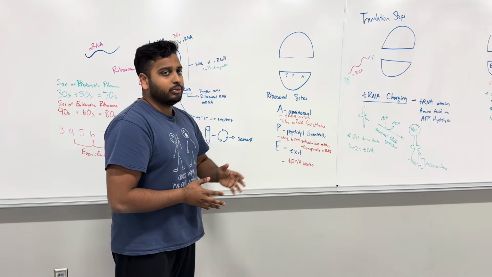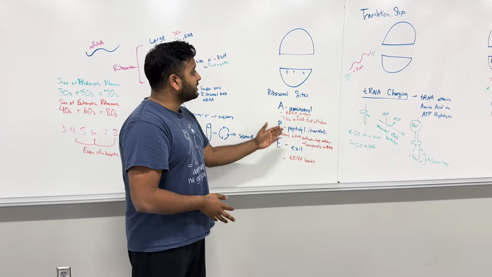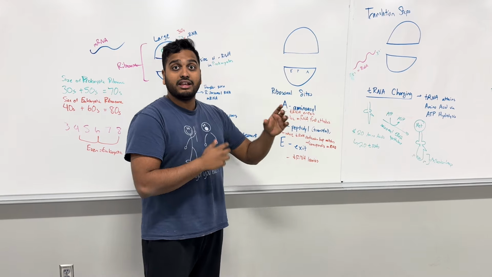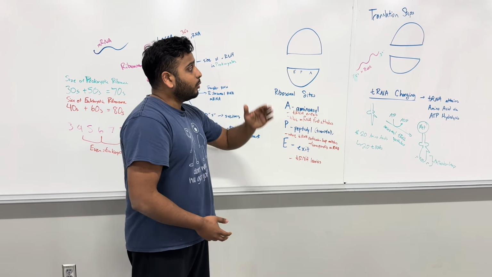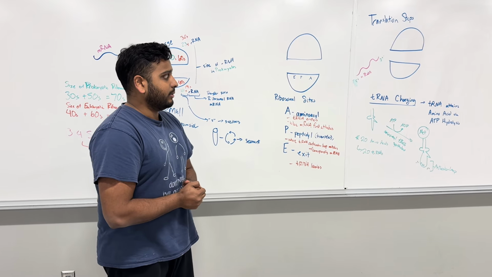We'll talk more about that when we get to the specific steps. Then we have the E site, which is the exit site. This is where the tRNA leaves. The exit tunnel is also present, and then the peptide bond is formed when the amino acid has to form a bond with the next amino acid.